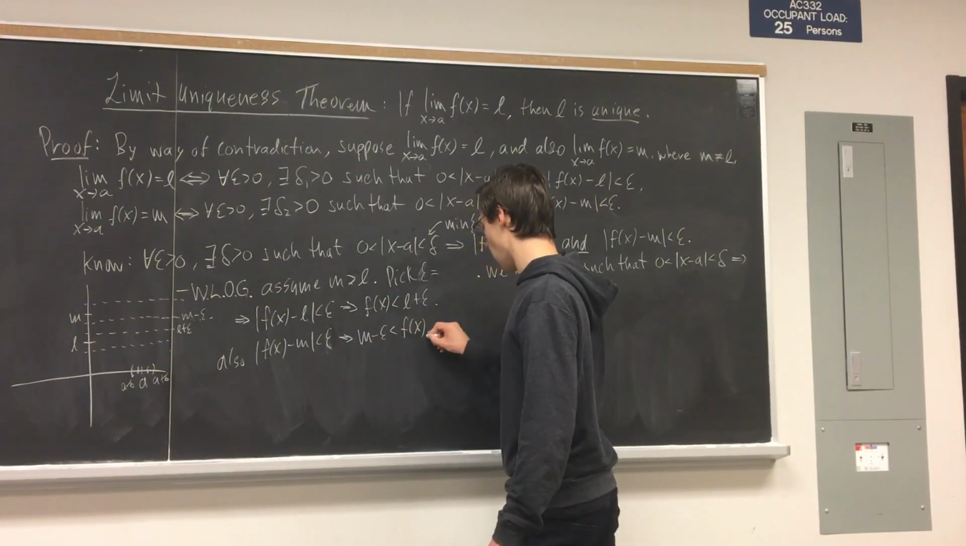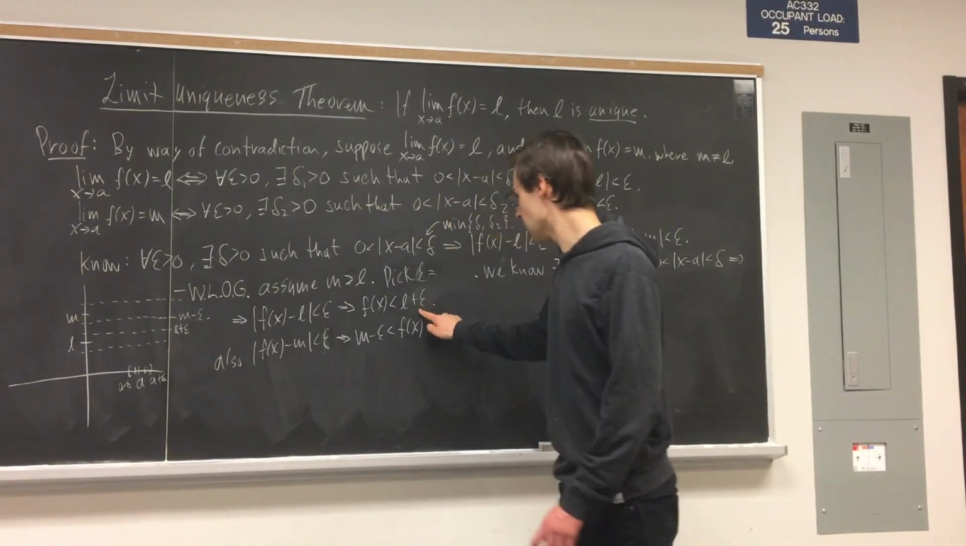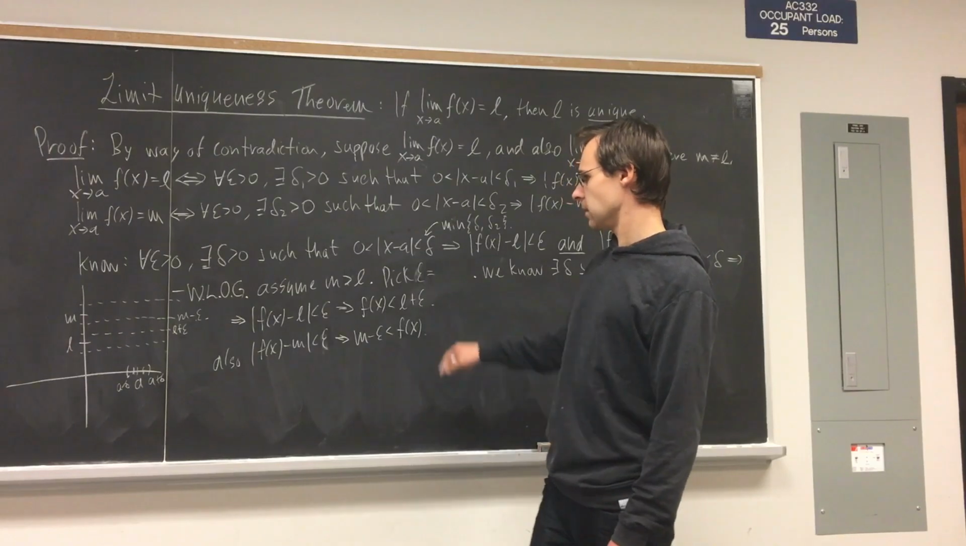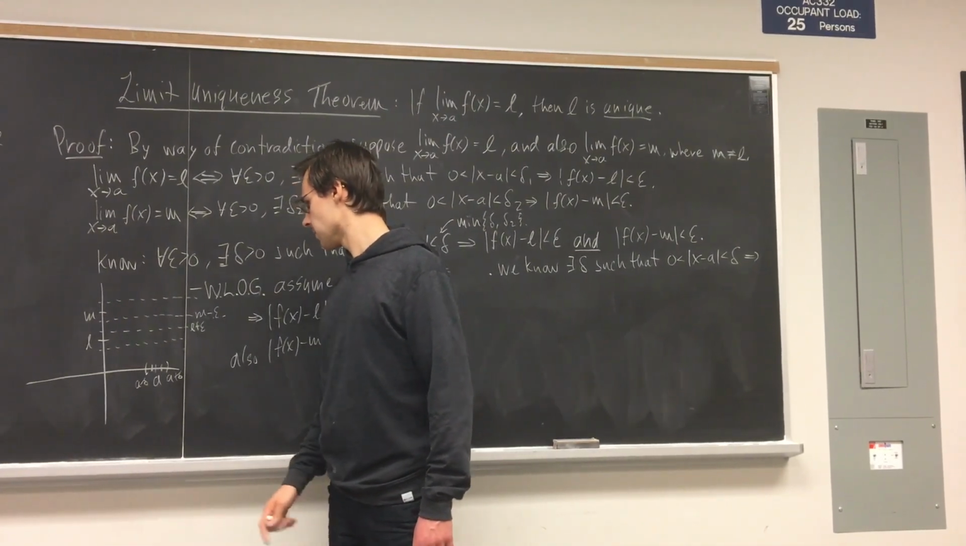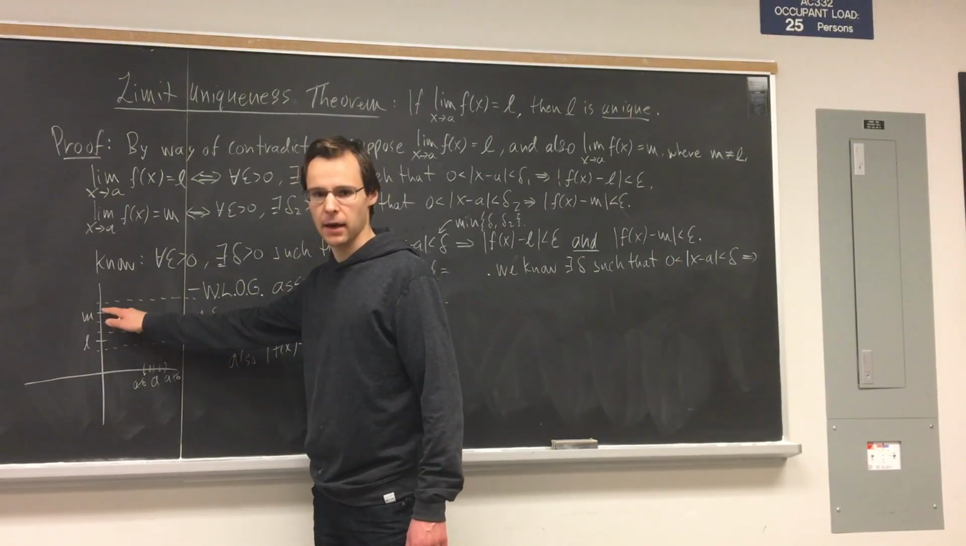x. And now all we have to do to get our contradiction is choose epsilon to be, let's look at the graph over here. What is epsilon here? It looks like about a third of the distance between M and L, right?